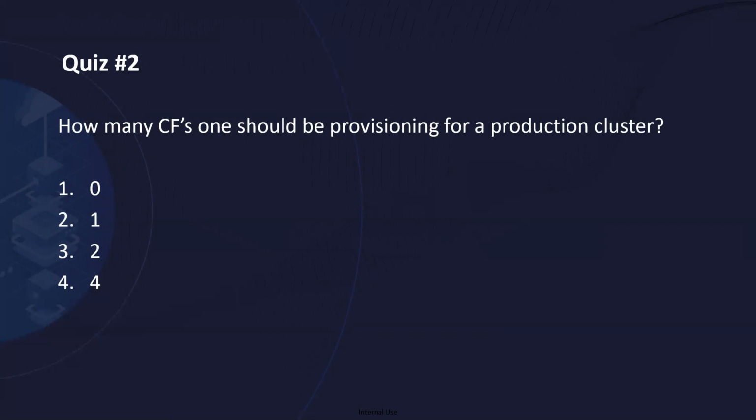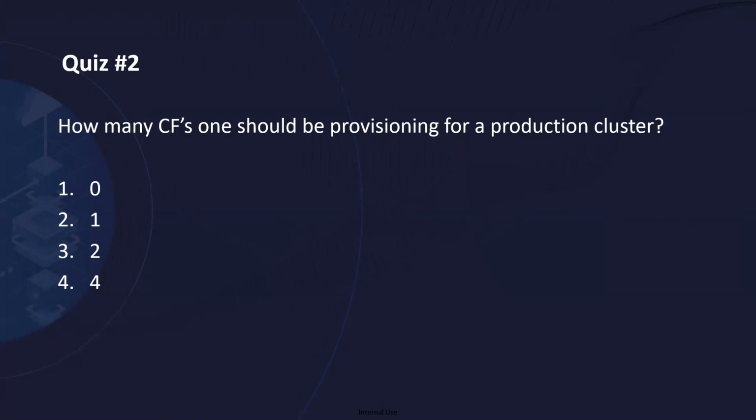How many CFs should one be provisioning for a production cluster? Well, you and I have built 11 of these, and I remember not too long ago, we purposely cycled a cluster in our environment because it had been up and running for over 160 days. These clusters are meant to be very highly available and redundant and very resilient to application failures and other conditions and issues. So I know it's not 0.